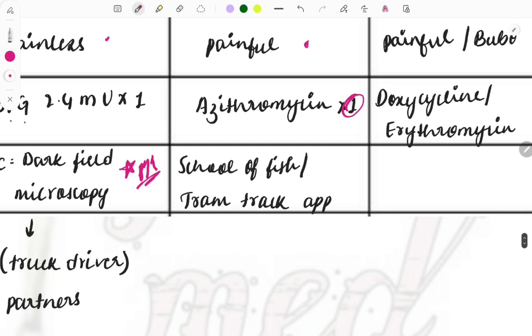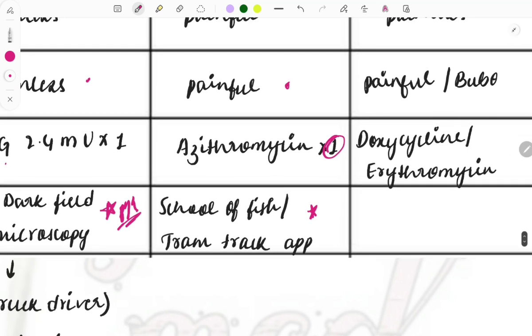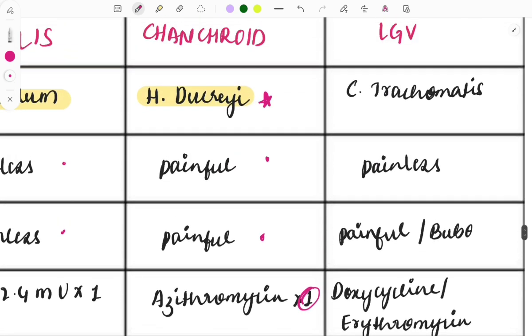And an important feature seen with this is the school of fish or the tram track appearance, and this can be described in the question if at all a clinical case is asked. Then lymphogranuloma venereum, so the causative organism is Chlamydia trachomatis.